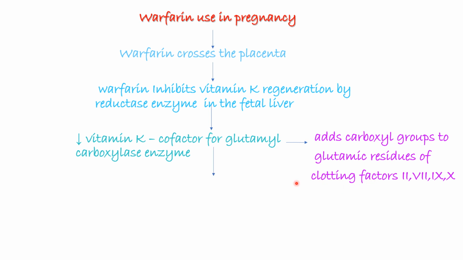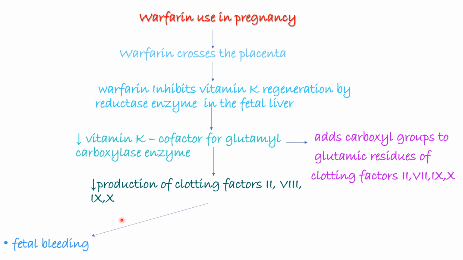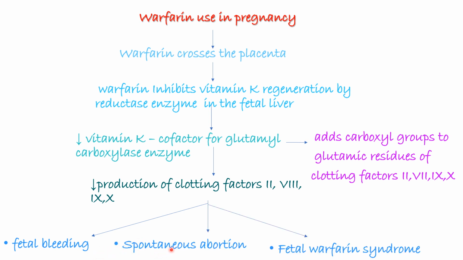Because these factors are not active, we are prone to bleeding. We have decreased production of clotting factors 2, 7, 9, and 10. So in the fetus, we'll have an increase in bleeding, for example intraventricular hemorrhage, among other bleeding. In addition to that, it can also cause spontaneous abortion.